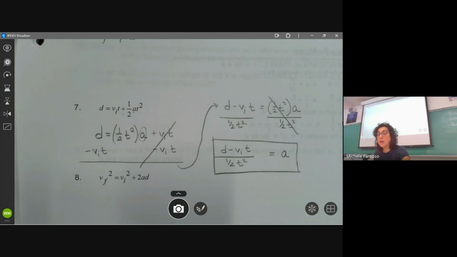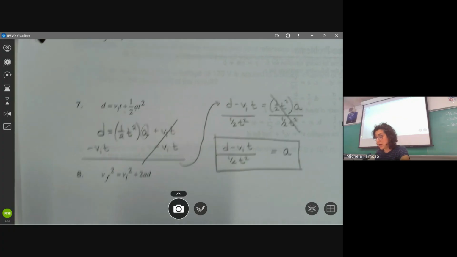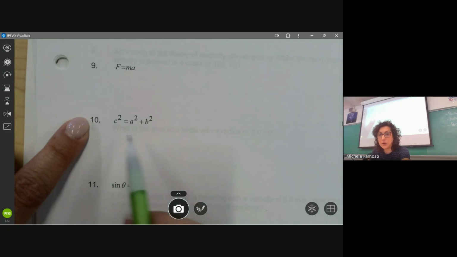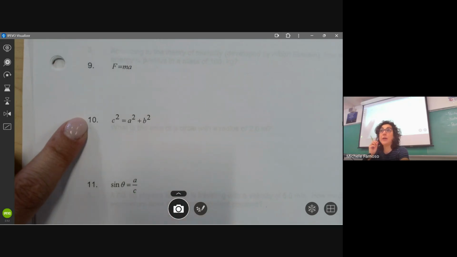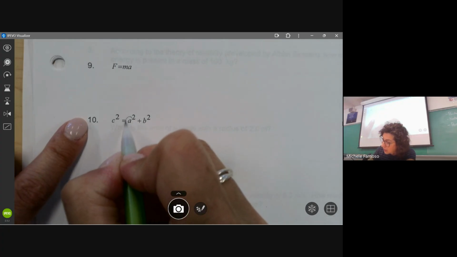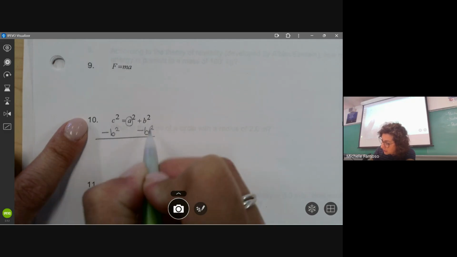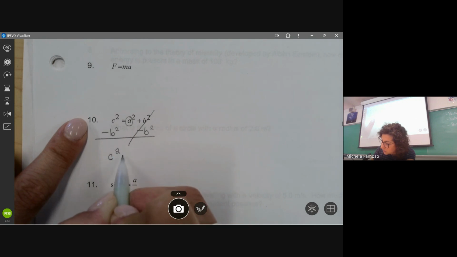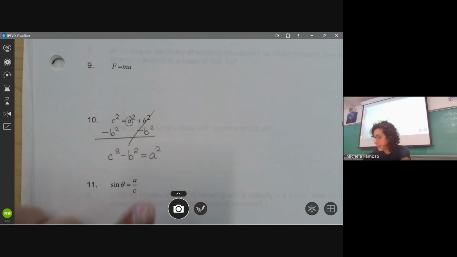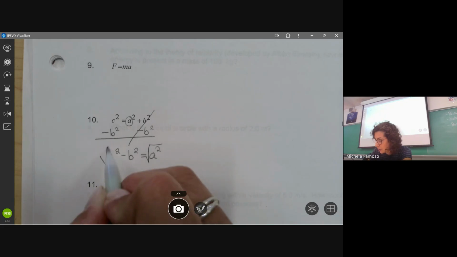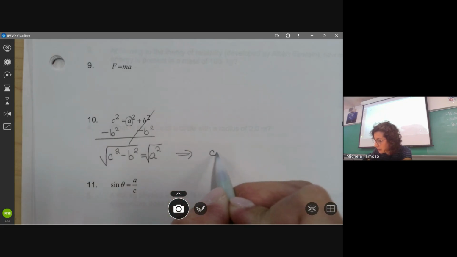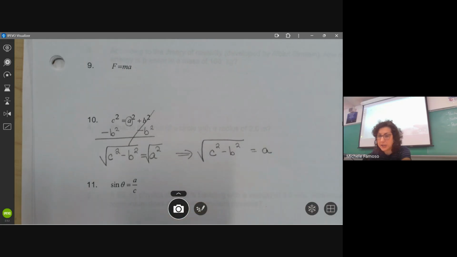The last one I want to do with you is number 10, because this one a lot of kids mess up. You've seen this equation before, right? Pythagorean theorem, equation for the 3 sides of a right triangle. We want to solve it for a. First thing we're going to do is subtract b squared from both sides, leaving us with c squared minus b squared equals a squared. To get the a by itself, we take our square root. So the square root of c squared minus b squared is equal to a.